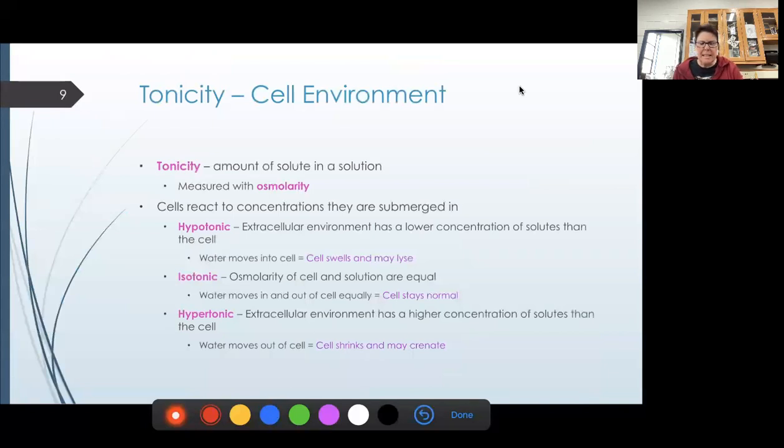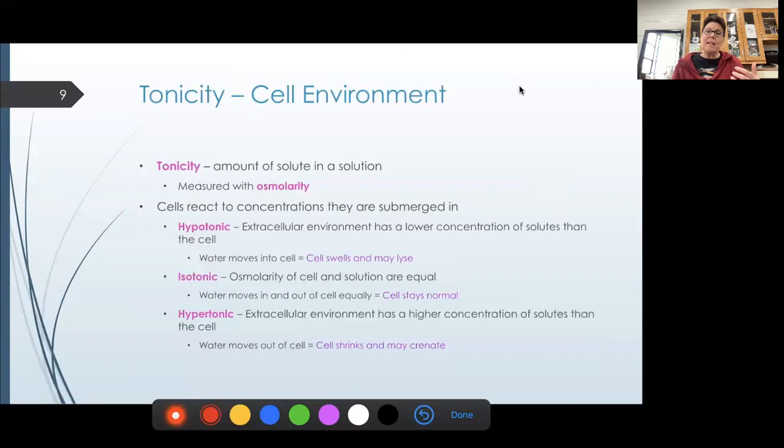Tonicity. Tonicity is the amount of solute in a solution. So again, we're talking about the solution that's surrounding the cell. We are going to measure this with osmolarity. If you've taken chemistry, you've learned about molarity, and that's concentration. So a cell will react to the concentration of the solution that it is submerged in. And we have 3 different types of solution. You can put a cell in a solution that has the same osmolarity or the same concentration of solute, or you could put a cell in a solution that has higher solutes or lower solutes.